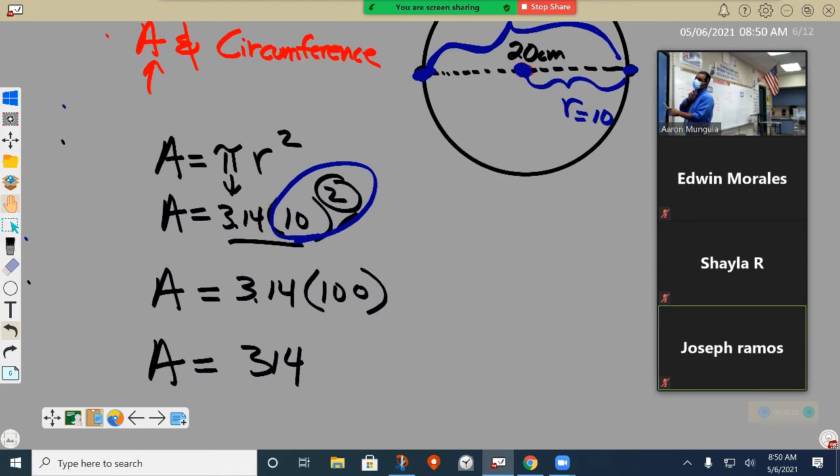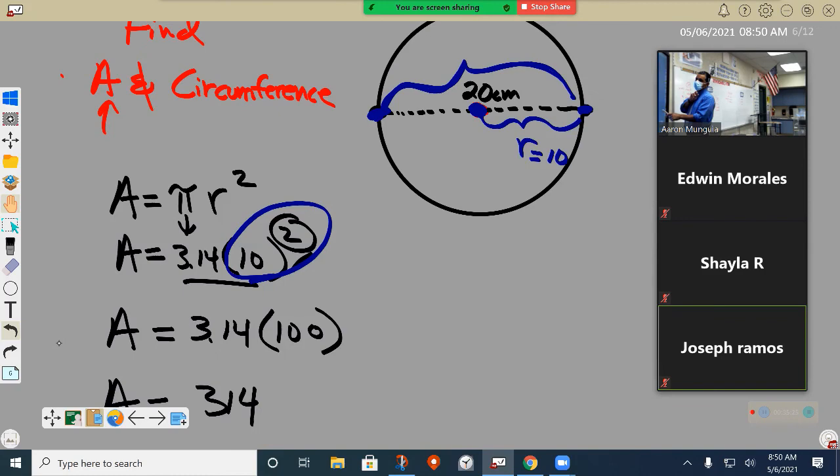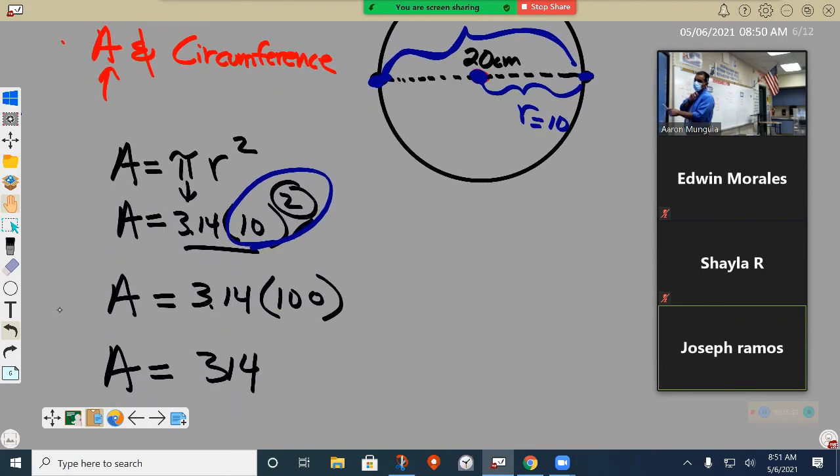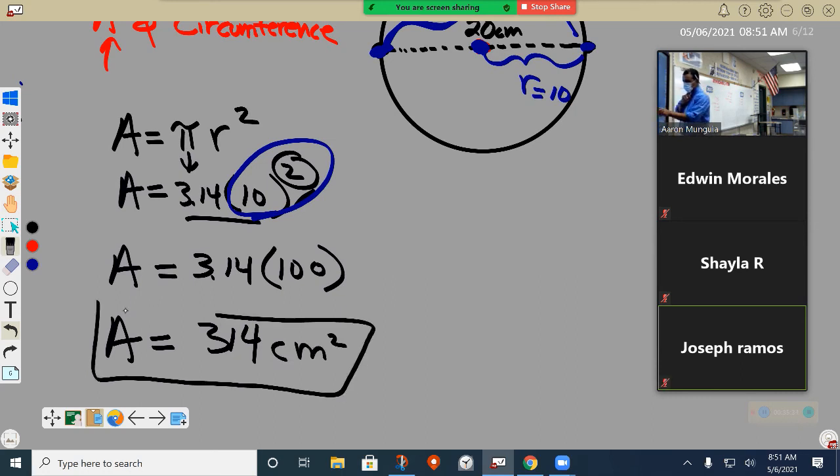Chickens, horses, or termites. What are we counting here? Somebody says square centimeters. Yeah. Centimeters squared. In other words, imagine a bunch of square centimeters filling up this circle. I'm not going to spend all day here drawing them, but you get the idea. We're saying 314 would fill up the circle, the space inside, the two-dimensional space.